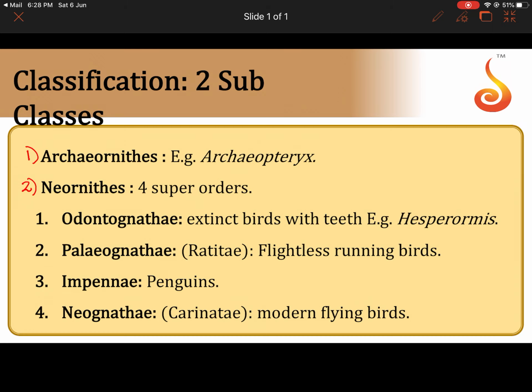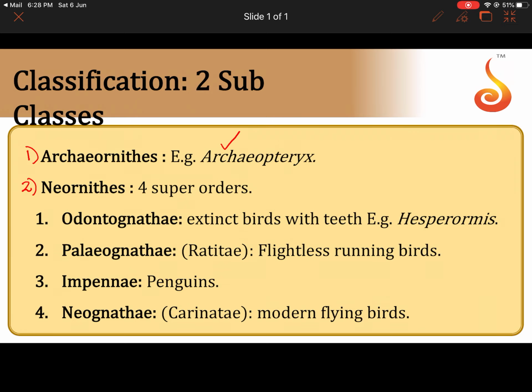Archaeornithes is obviously the primitive group of birds, and you all know about the fossil bird, which is actually considered to be a connecting link between a reptile and a bird, which is called the Archaeopteryx. So these are extinct birds, and then the modern birds, you cannot call them entirely modern.